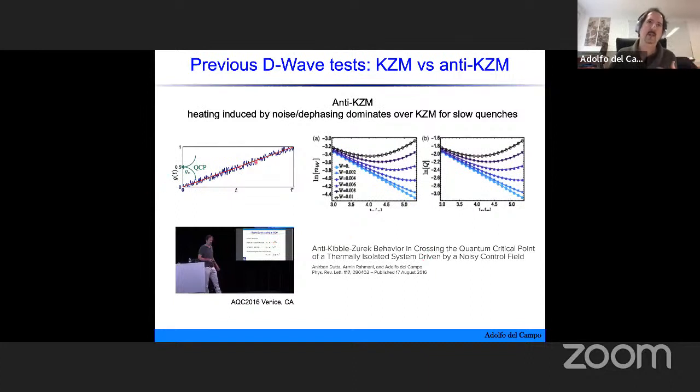If your control field, say the magnetic field that you use to drive the transition in a ferromagnet, is not smooth but has fluctuations, then you can show that essentially this will heat up the system. And when you look at the number of kinks, or number of excitations, or the energy of the final state versus the quench time, you do see that you do not just get the Kibble-Zurek prediction, which is in the absence of noise. As you crank up the amplitude of the noise, you start to see deviations, and the slower you go, the higher the number of excitations. This is just heating that we predicted with Anirban Dutta and Armin Rahmani in 2016.